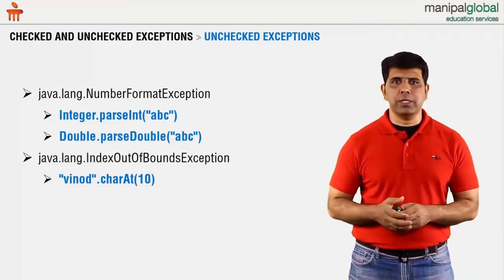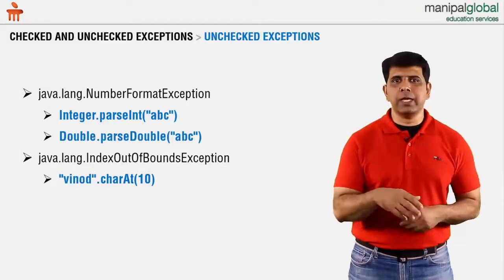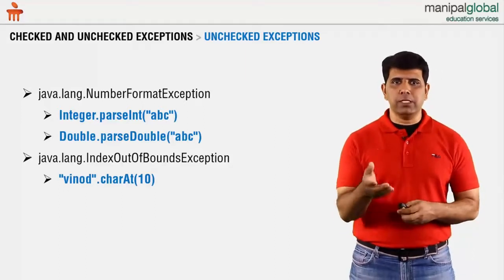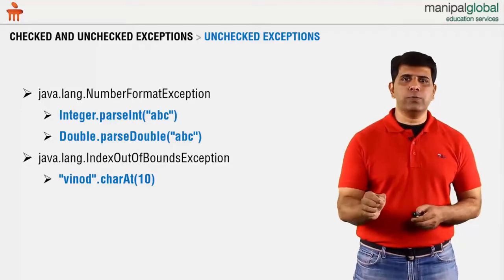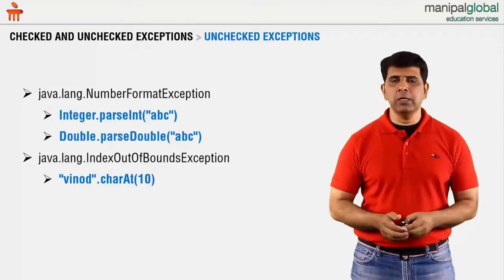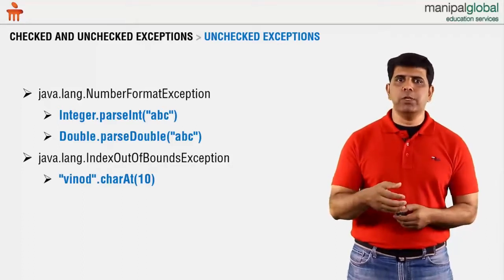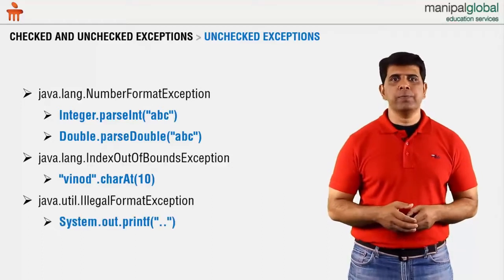Java.lang.IndexOutOfBoundsException is thrown when you are trying to access an element from, or a character from, a string with a wrong index. For example, the possible index values for Vinod are 0 to 4 and I supplied 10 here, and this is going to give me an error, index out of bounds exception. You should probably check the length of the string and then access its elements.